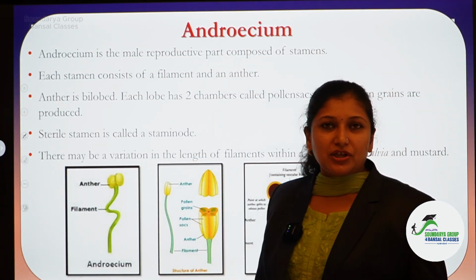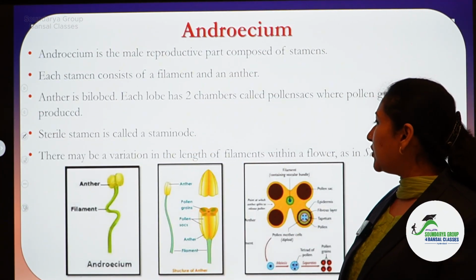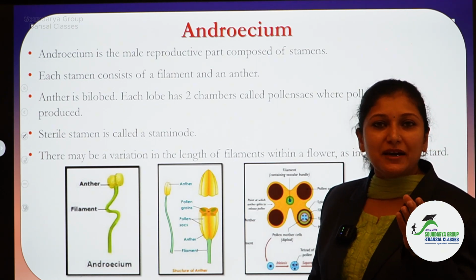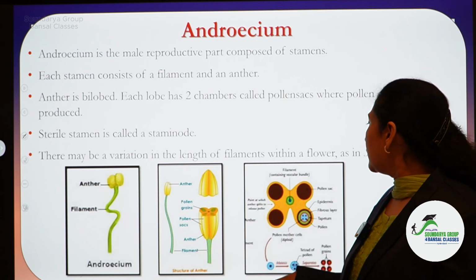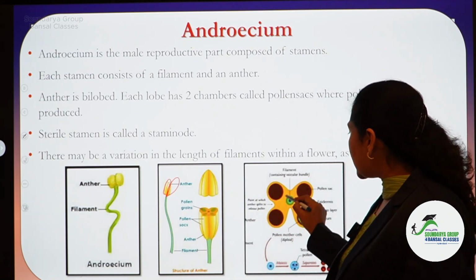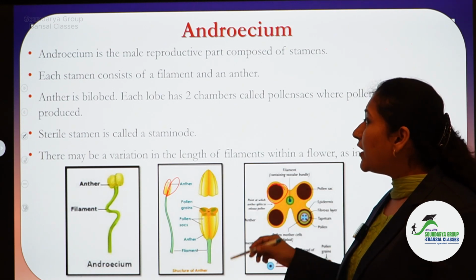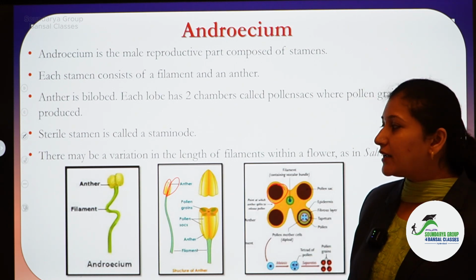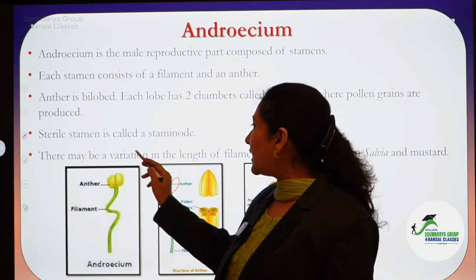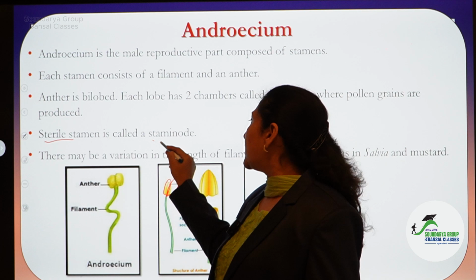Next, androecium. In the androecium, it is made up of anther and filament. The anther contains two lobes, which have microsporangia where pollen grains will be produced. If you have a stamen which is not producing any pollen grain, that means a sterile one, that is known as staminode.